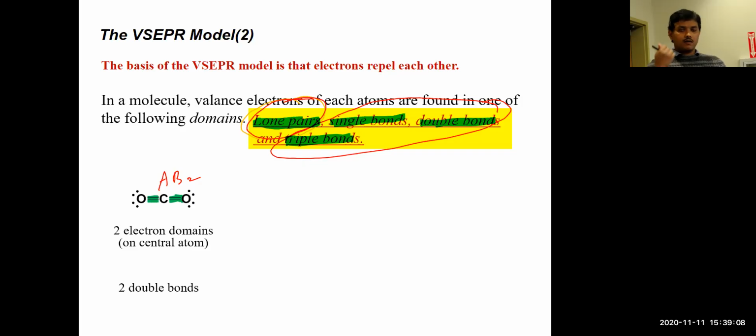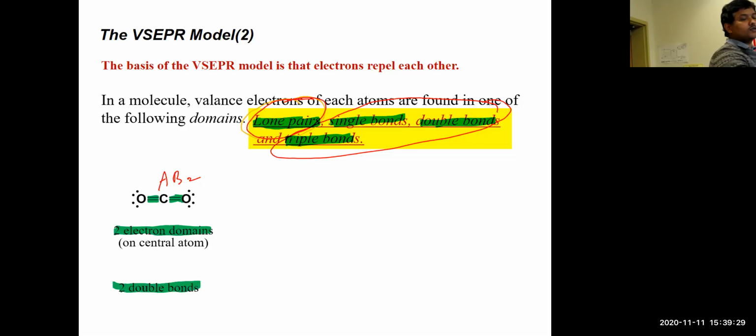So currently, carbon is connected to each oxygen with a double bond, still you only have one set of pair for each. So what you have around the central carbon atom is just two electron domains, only two. So it is a perfect AB2, and it is because of two double bonds.